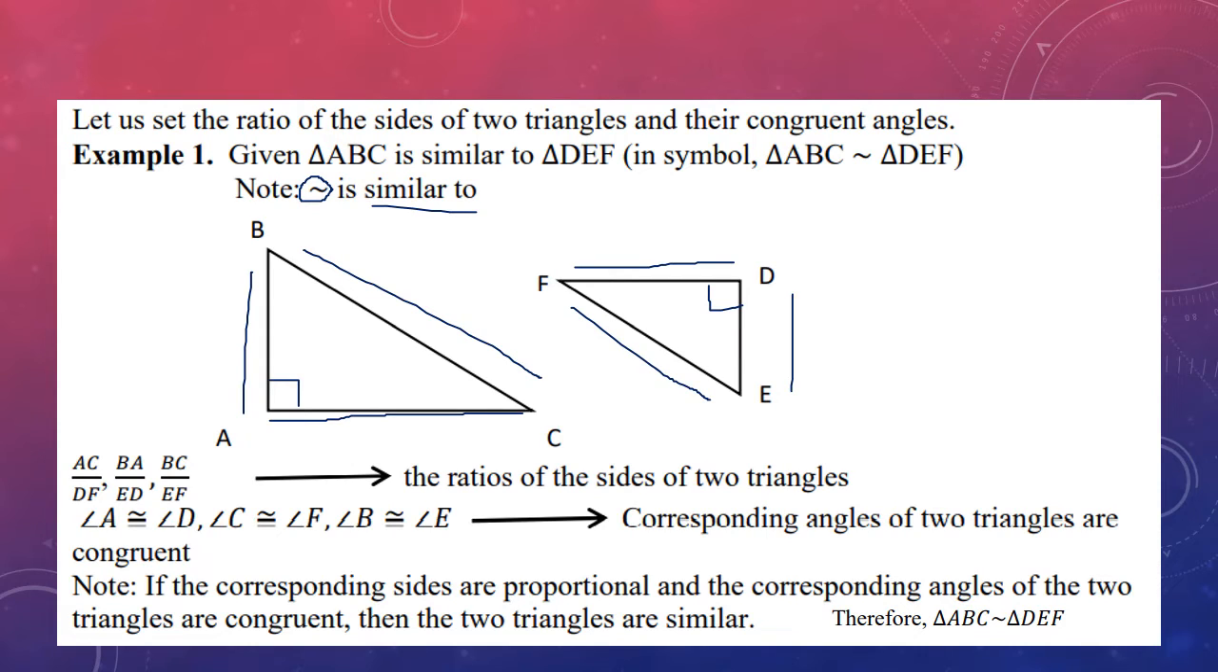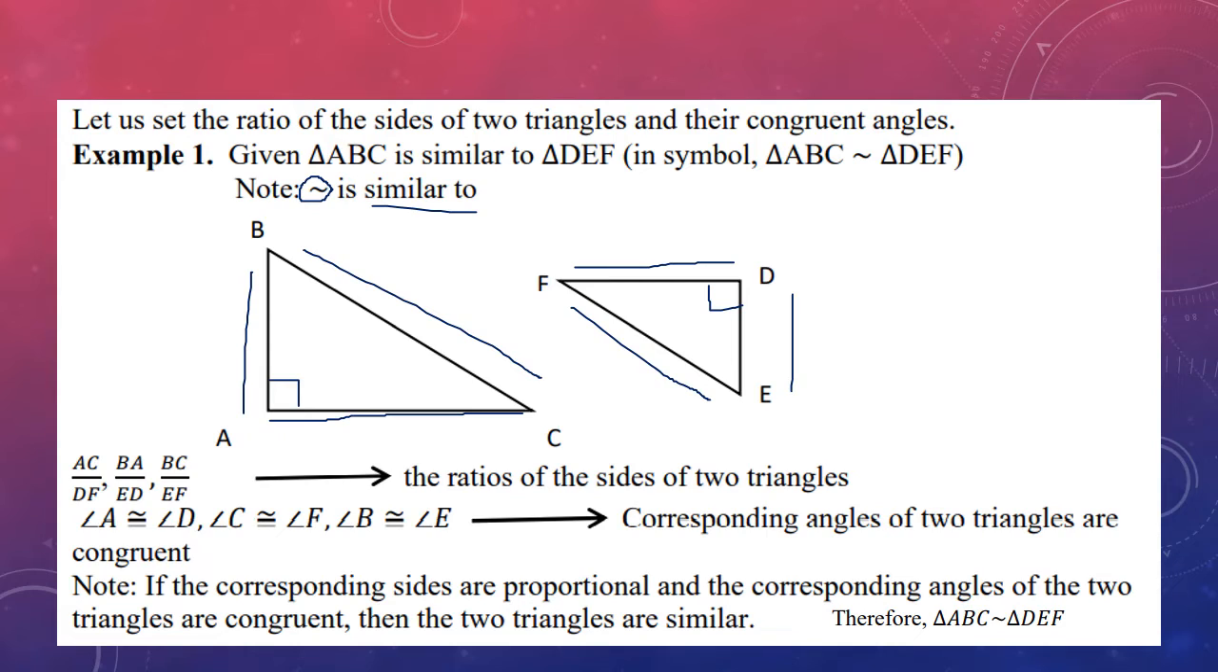So, these three ratios represent the ratios of the sides of two triangles. Ratios mean we are comparing two quantities. So we compare AC and DF, which becomes AC over DF. We compare BA and ED, which becomes BA over ED. Then BC and EF are compared too, okay? So these three ratios represent the ratios of the sides of two triangles.